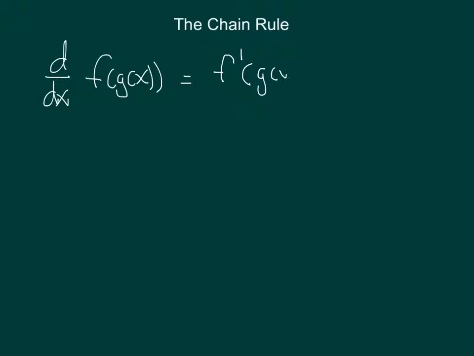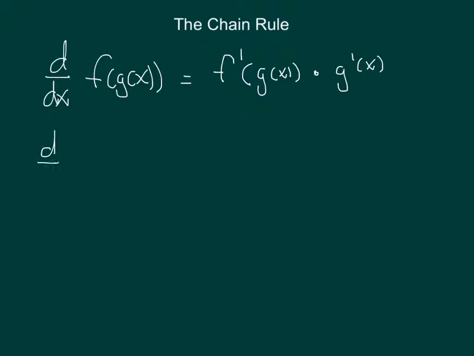Say I'm given a function f of g of x, and I want to take the derivative of that. Well, I'm going to take the derivative of the outside function without changing the inside function. So in other words, I'll take f prime, but g of x stays the same, and then I will multiply by the derivative of g of x. I think an example really helps.